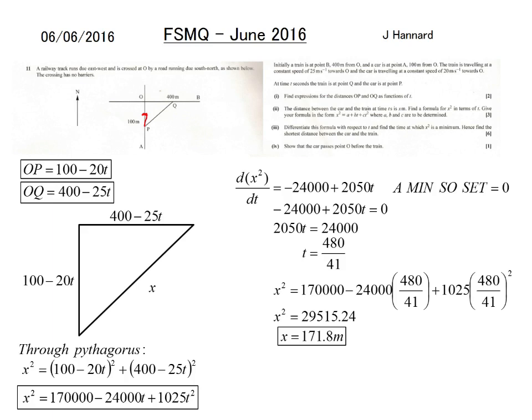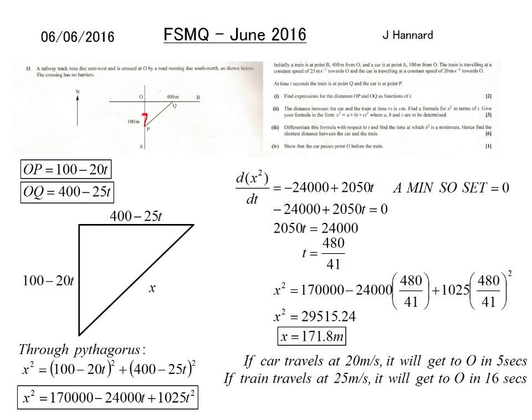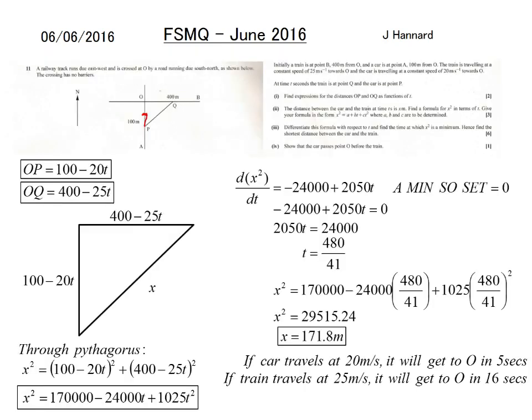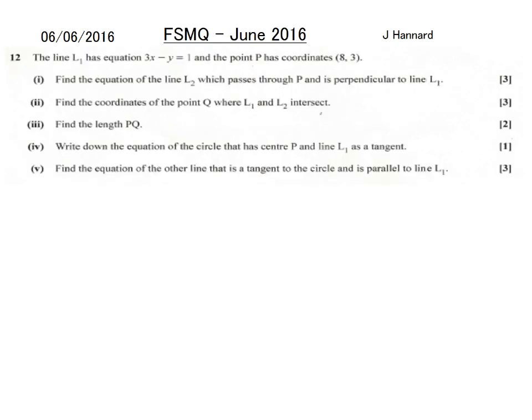And part 4, show that the car passes point O before the train. So if the car travels at 20 metres a second, it'll get to O in 5 seconds, because it's 100 metres away. And if the train travels at 25 metres per second, it'll get to O in 16 seconds. Therefore, the car gets there quicker. That's pretty much that. Question 12 then.